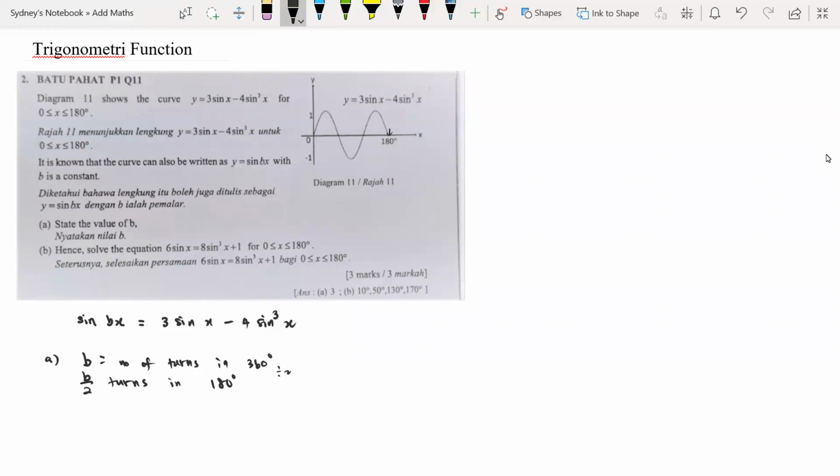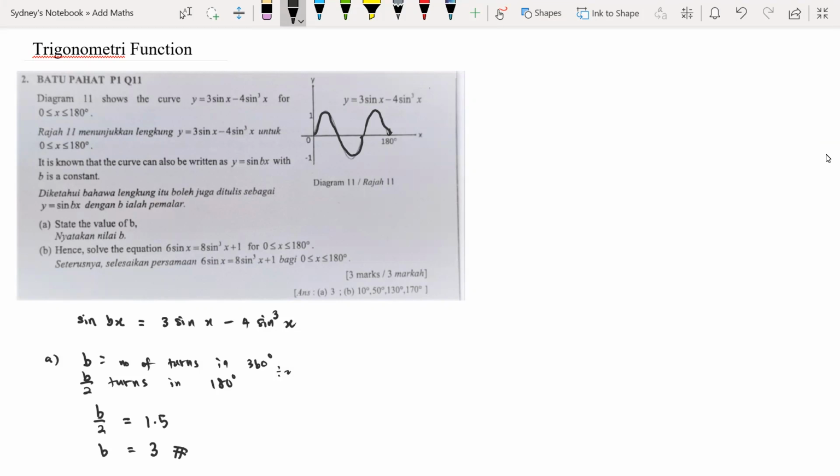So what do we see in this graph? The turns here mean complete oscillation. Please watch the video that I mentioned just now to understand what that is. Over here we have 1, and this is only the mountain, so it's half. It's 1.5 turns. That means b over 2 is equivalent to 1.5. Therefore, b equals 3. That is how we solve for b.